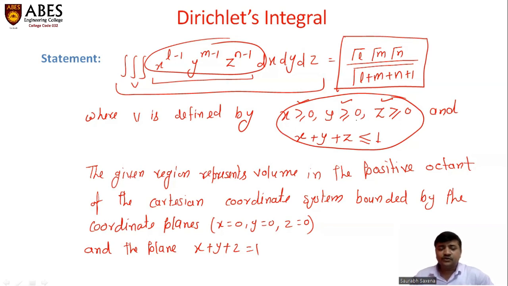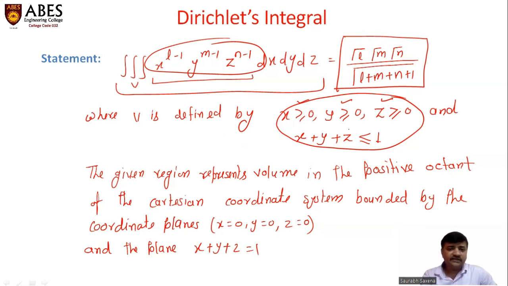If further you want to apply the Dirichlet's integral, these two things must be in the same form. That is, the function should be in the form of x to the power something minus 1, y to the power something minus 1, z to the power something minus 1, and the region must be defined as x positive, y positive, z positive, and x plus y plus z is less than equals to 1.